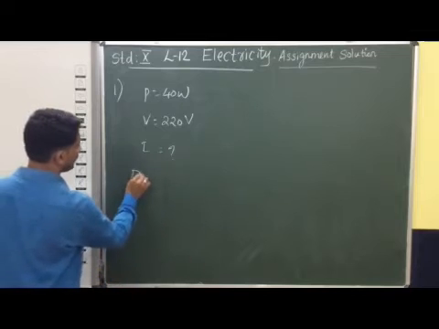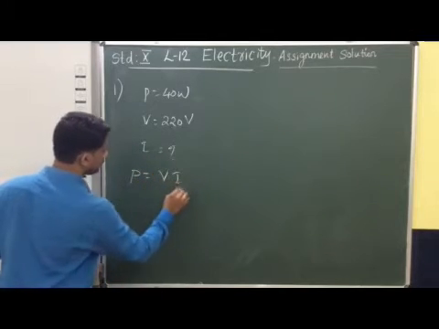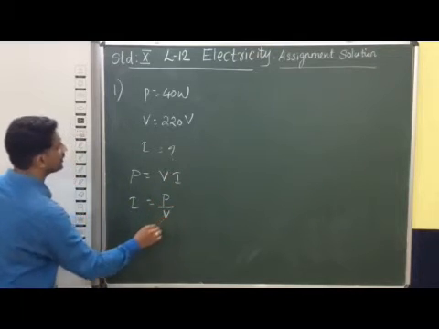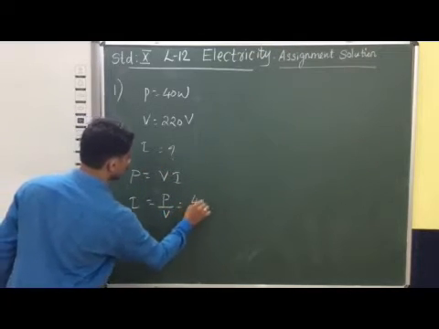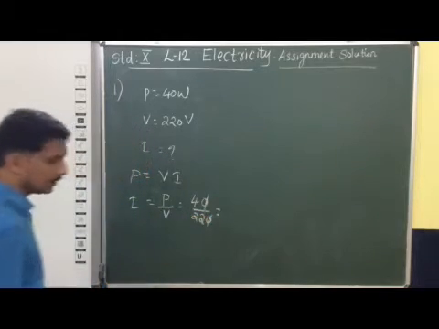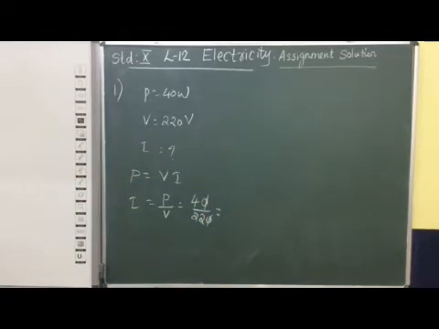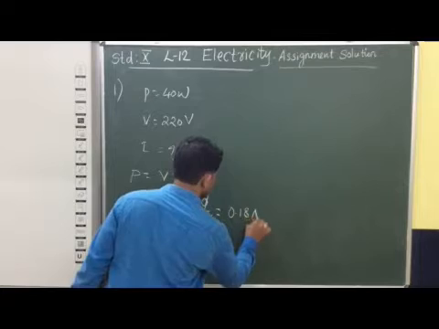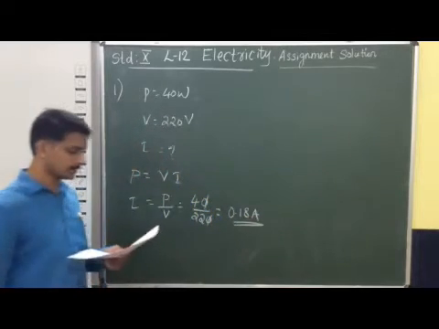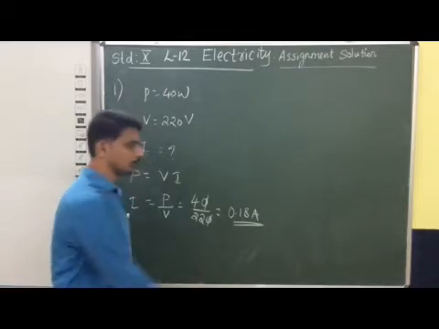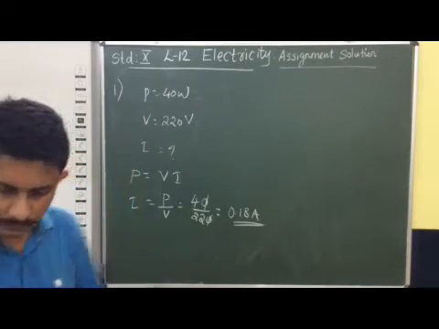So we can use the formula power P is equal to VI. By using this we can calculate the current I is equal to P by V. So we can substitute this value. So 40 divided by 220. So you get the answer as 0.18 ampere. So this is the current. The current drawn by this electric bulb is 0.18 ampere.